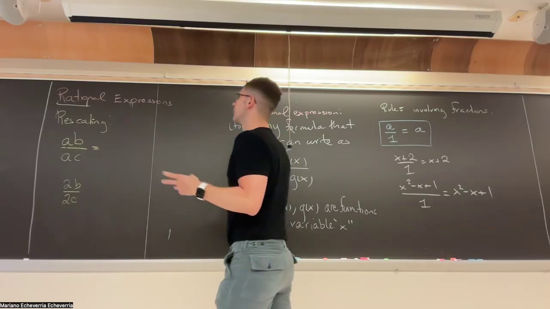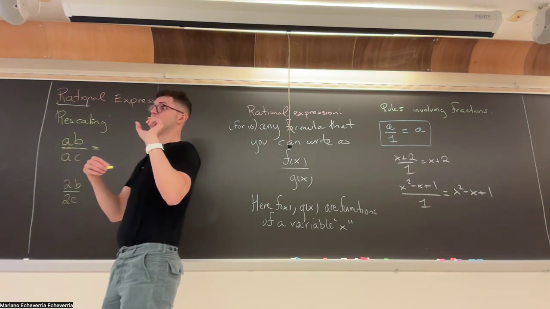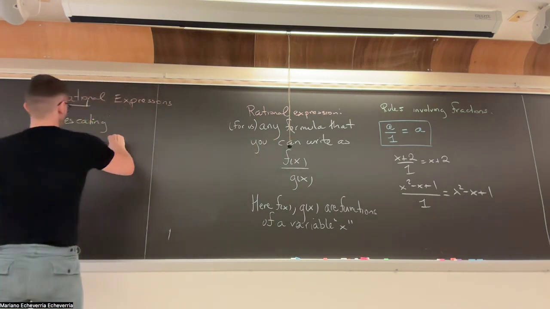So what the rescaling formula says is that whenever you have a fraction and the same quantity appears at the top and the bottom, it basically disappears. So this is B over C.